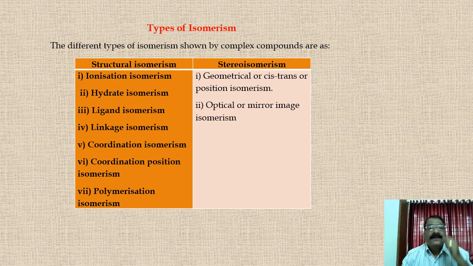See, structural isomerism, that is first ionization isomerism, second hydrate isomerism, ligand isomerism, linkage isomerism, coordination isomerism, coordination position isomerism, and polymerization isomerism. While in stereoisomerism, there are again two types: geometrical or cis-trans or position isomerism, and the second one is optical or mirror image isomerism.